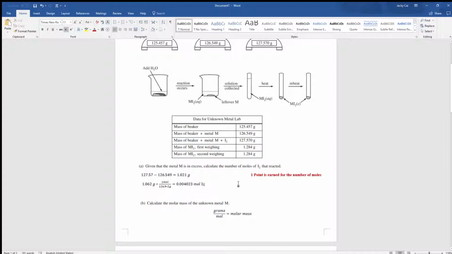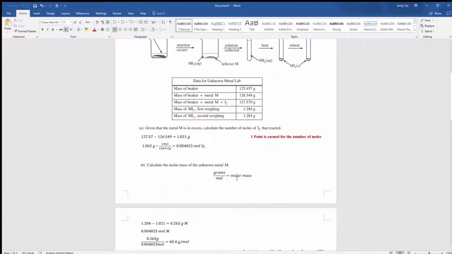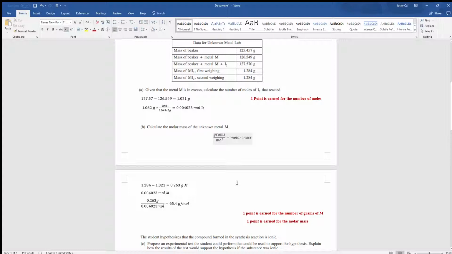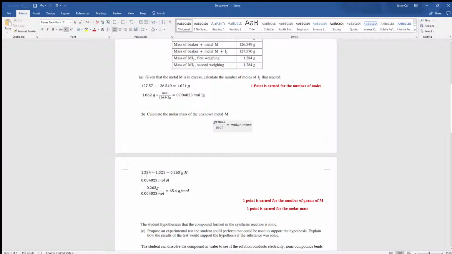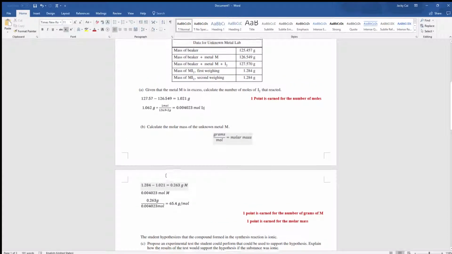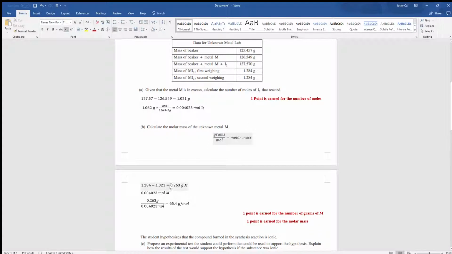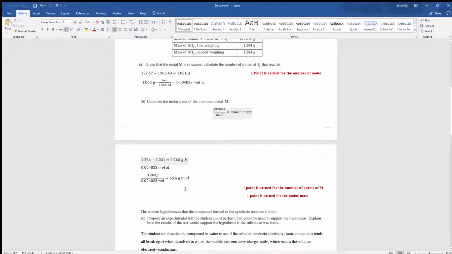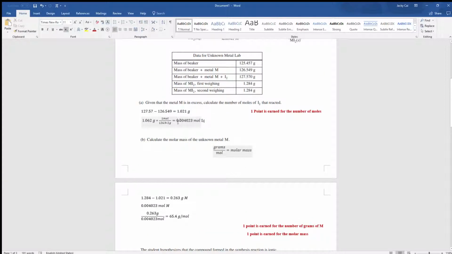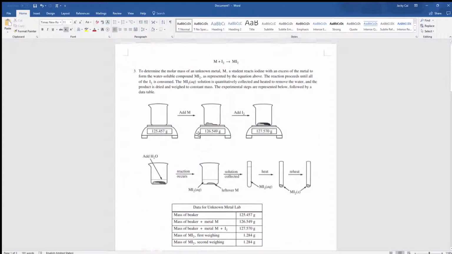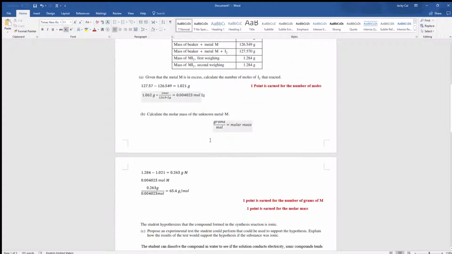And 1 point is earned for the correct number of moles. For part B, the question asks if we can calculate the molar mass for the unknown metal M. And we know that molar mass is grams over moles. So we can get the grams of metal M if we use the mass of MI2 and subtract the mass of I2, and that is the mass of metal M. And the number of moles for metal M should be the same as the number of moles for I2 because it is a 1-to-1 ratio.